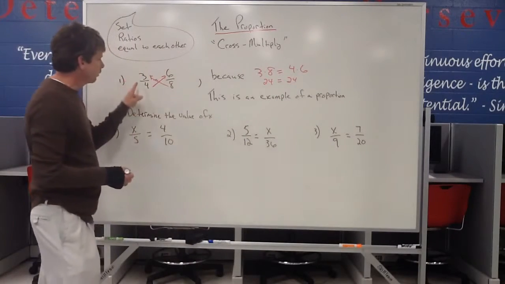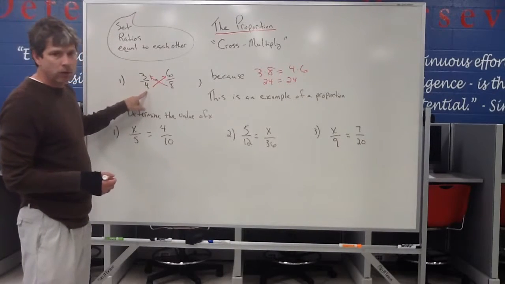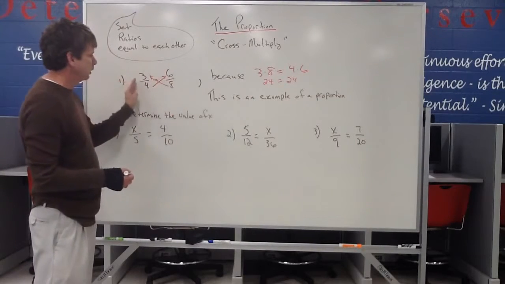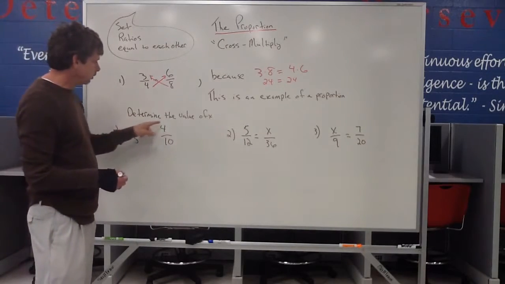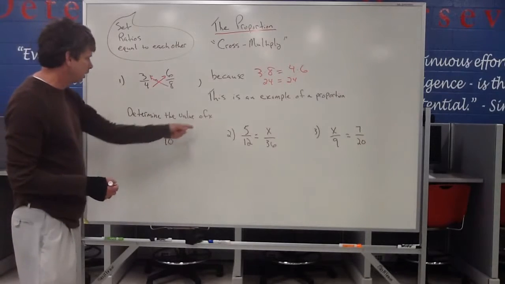So again, when you have a fraction equal to a fraction, or what we say is setting ratios equal to each other, we call that a proportion. This is an example of what a proportion is going to look like. It's going to take on the look of an equation. So let's put it to some use here. Let's determine the value of x in these examples.